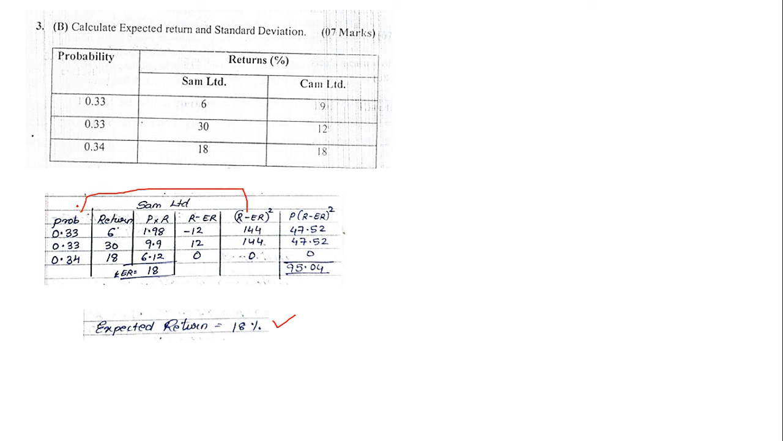Now we need to subtract the expected return from the return. So 6 minus 18, 30 minus 18, 18 minus 18, we get negative 12, 12 and 0. Square them: 144, 144, 0. Multiply the square with the probability, we get 47.52, 47.52 and 0. Total comes to 95.04. That is the total variance. Standard deviation is the root of variance, root of 95.04. So we get the value as 9.75.